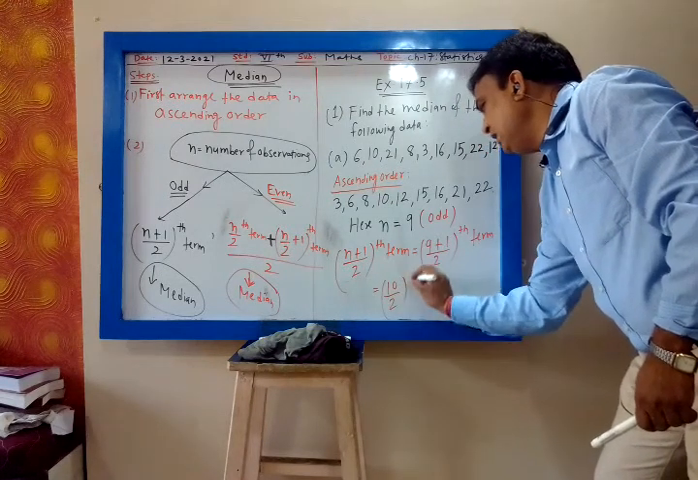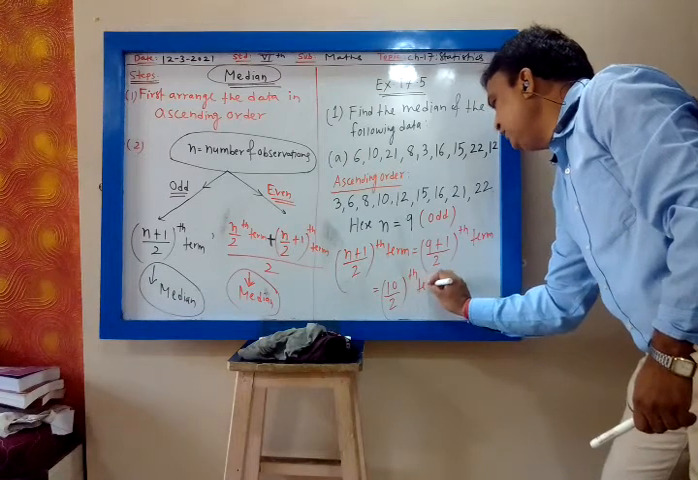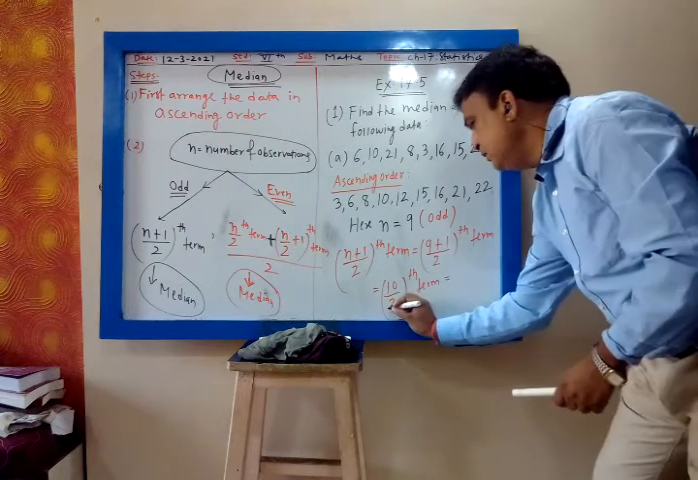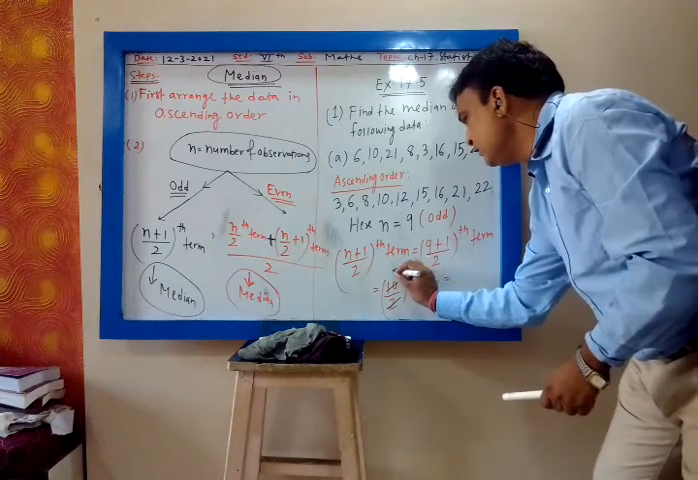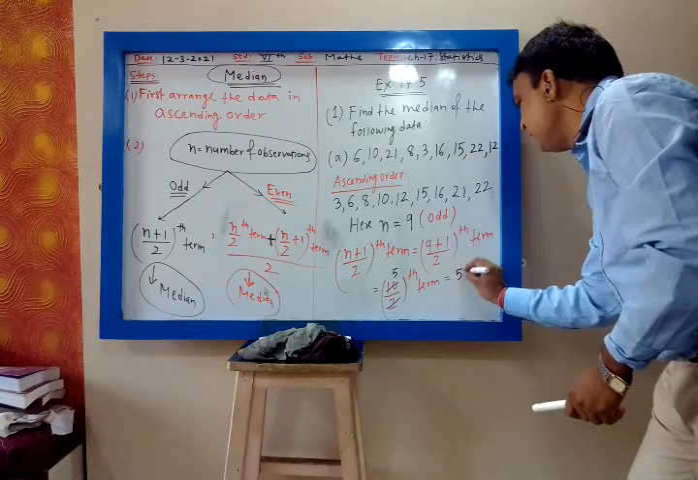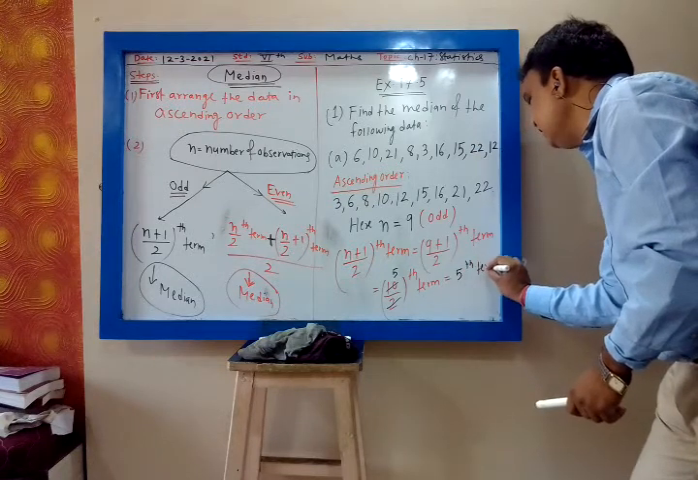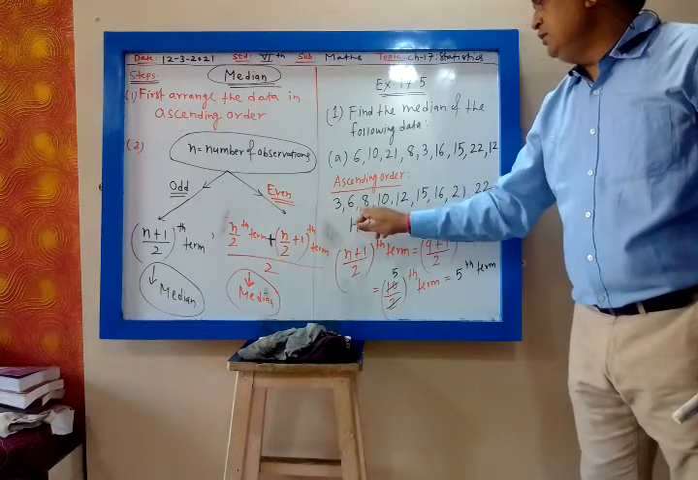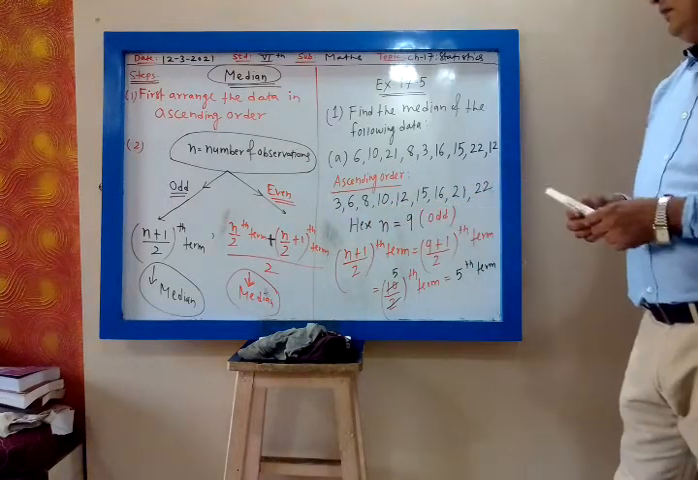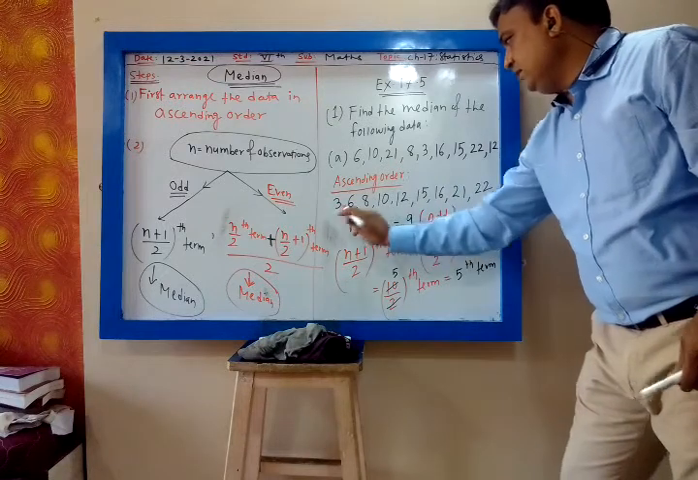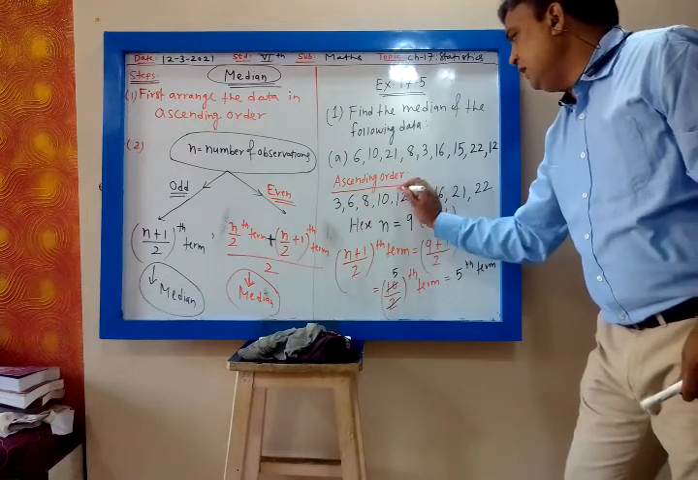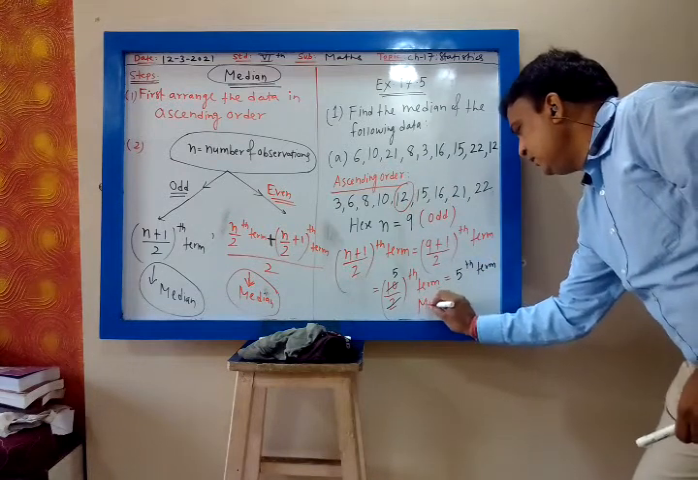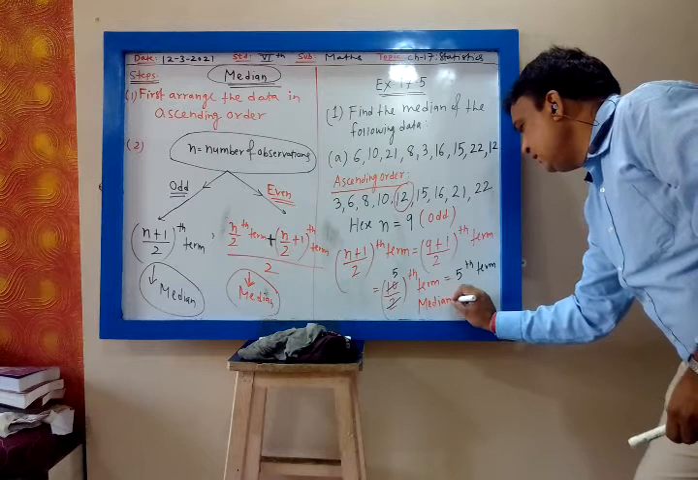So 10 by 2, you can cancel. 2 ones are 2, 2 fives are 10. So that will be the 5th term. The 5th term will be the median. Which is the 5th term? 1, 2, 3, 4, 5. It is 12. So 12 is my median. The median is 12.